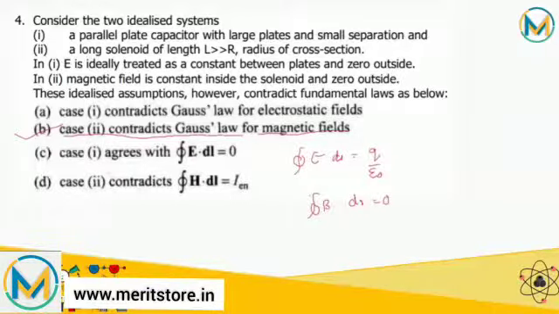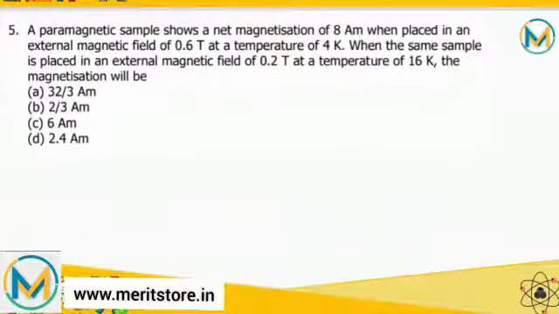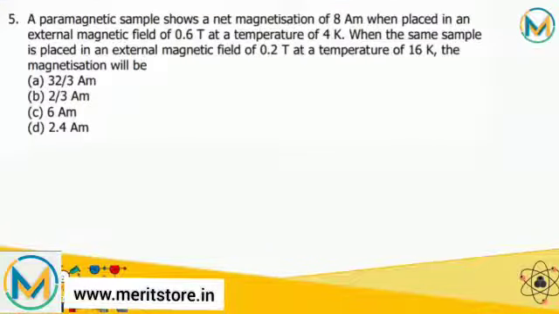Looking towards the last question: a paramagnetic sample shows a net magnetization of 8 ampere per meter when placed in an external magnetic field of 0.6 Tesla at a temperature of 4 Kelvin. When the same sample is placed in an external magnetic field of 0.2 Tesla at a temperature of 16 Kelvin, then the magnetization will be?